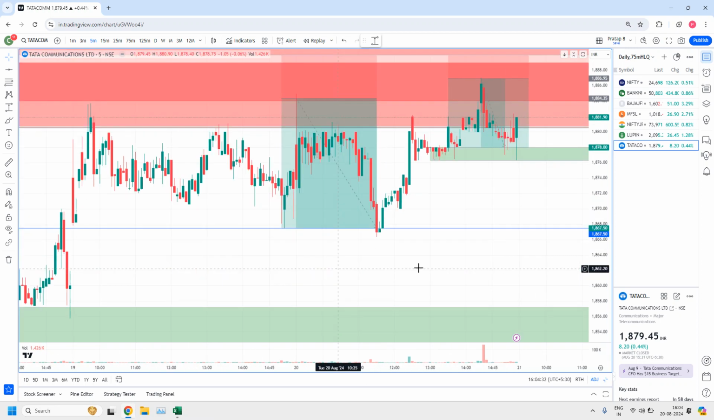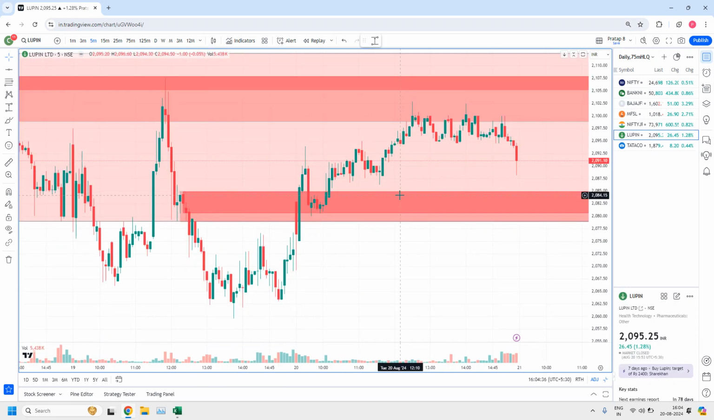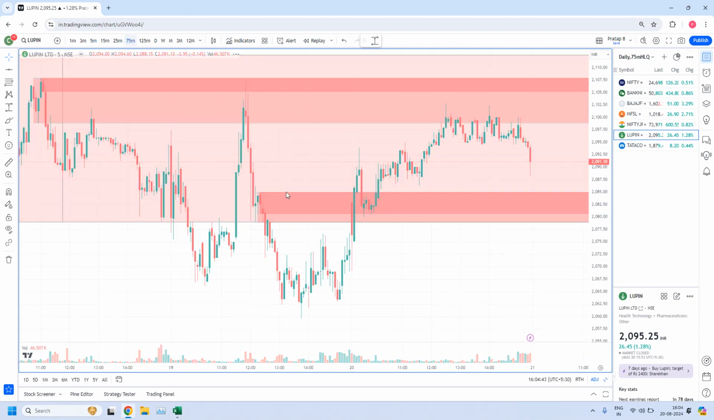So this is about Tata Communication, and the next one is Lupin. And Lupin is also a 75 minutes high liquidity zone.